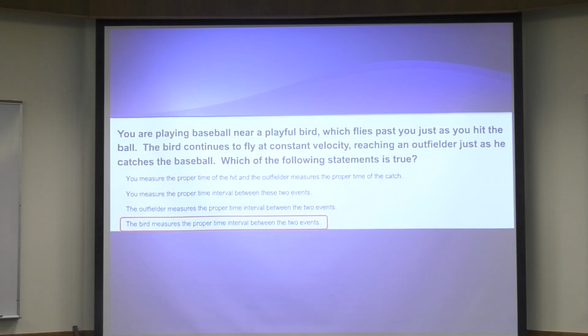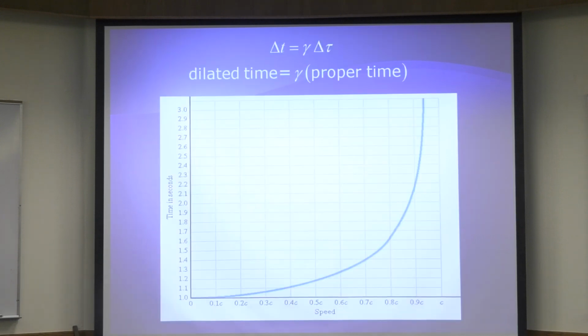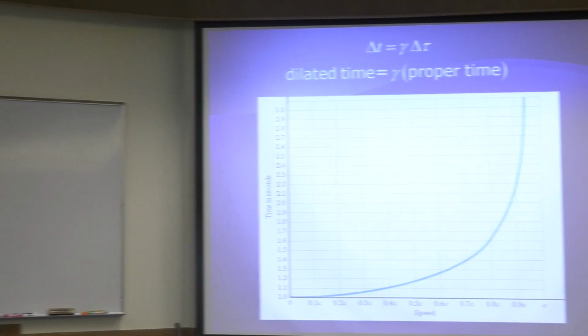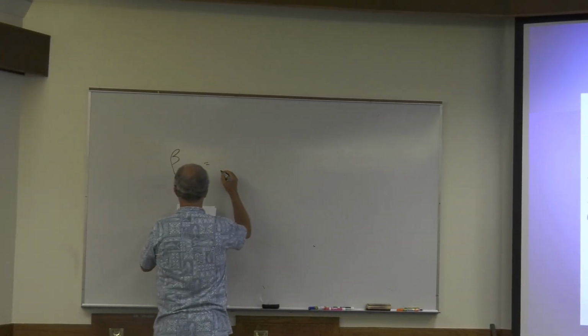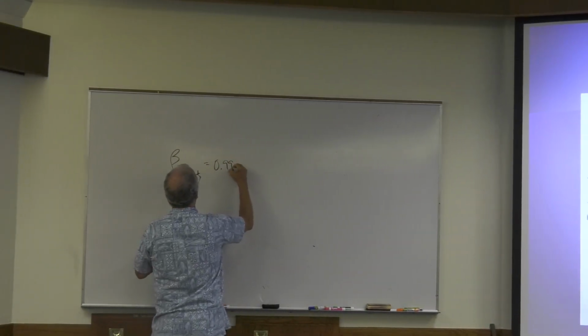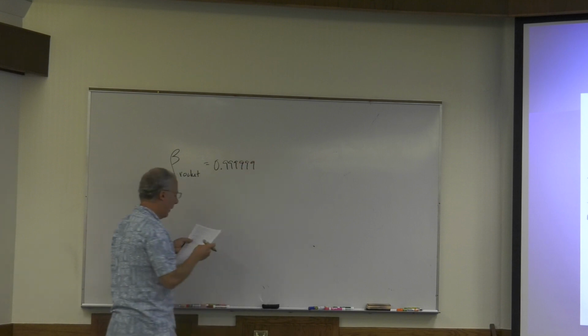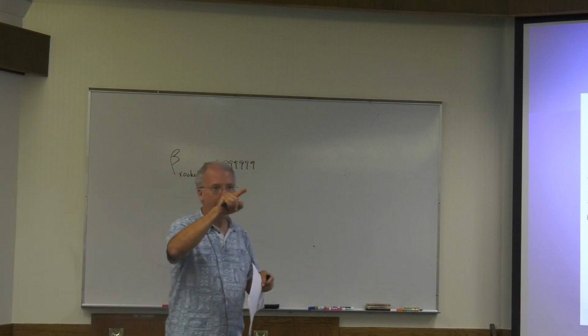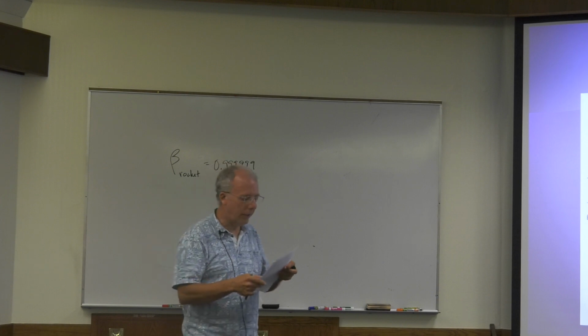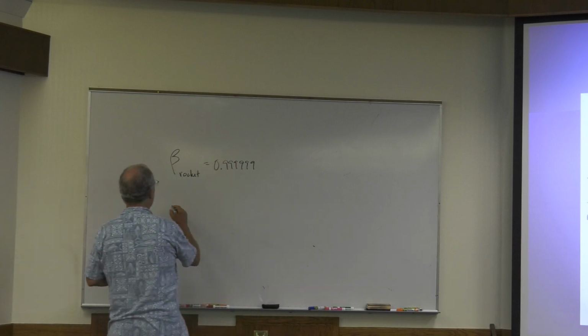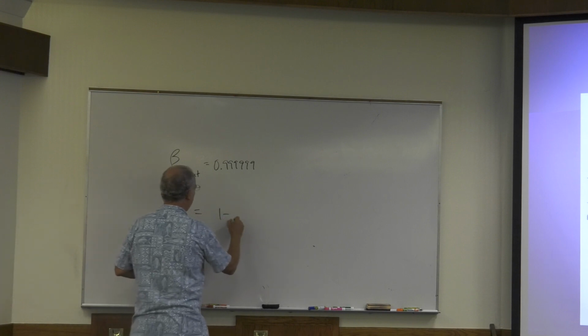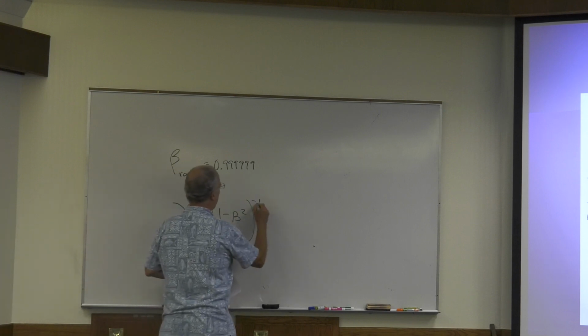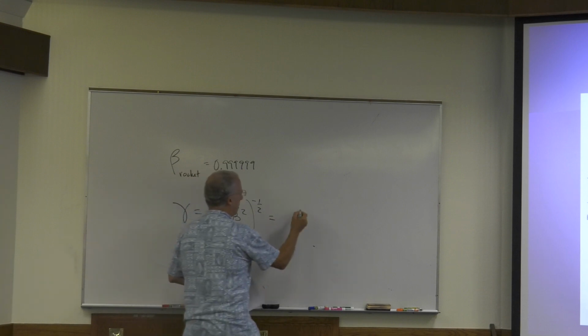All right, let's just do a numerical example just for fun. Let's say we have a rocket, in our imaginary world, and the velocity of the rocket is 0.999999. That means the speed is 0.999999 times the speed of light. Now remember gamma. Gamma is (1 minus beta squared) to the minus 1/2 power.